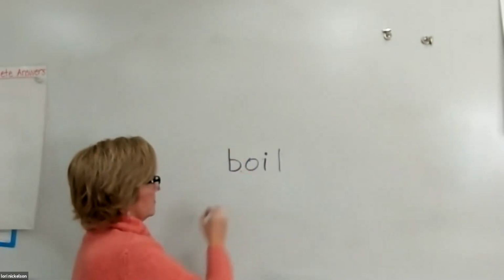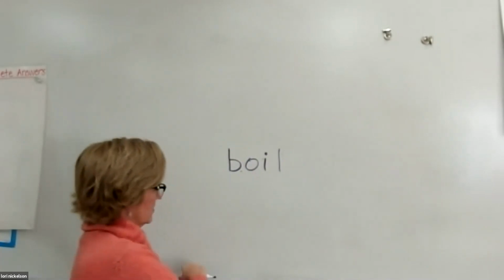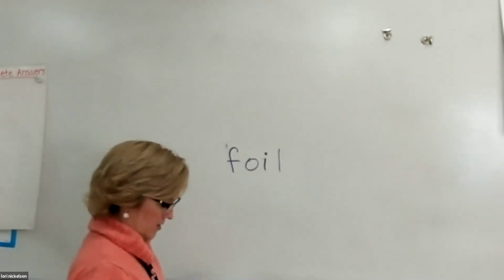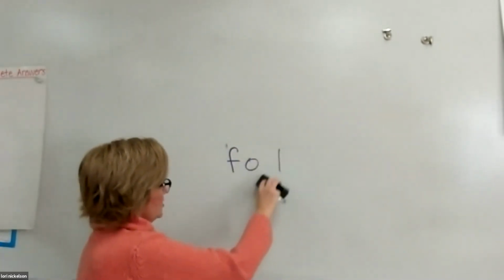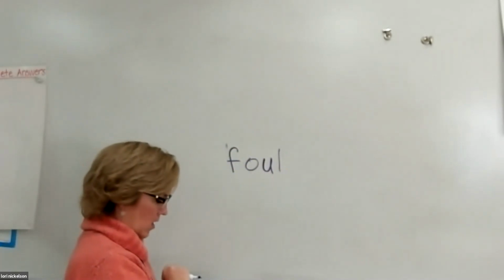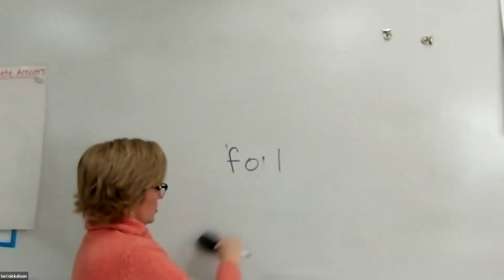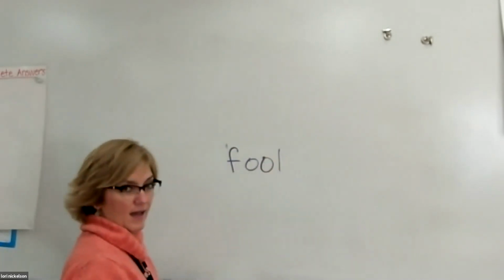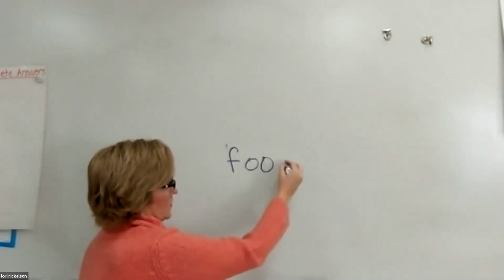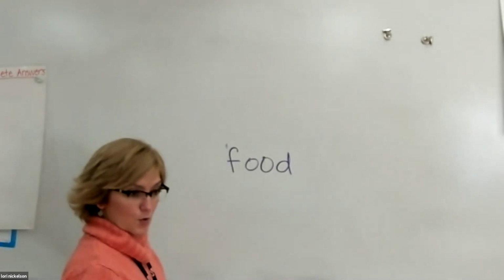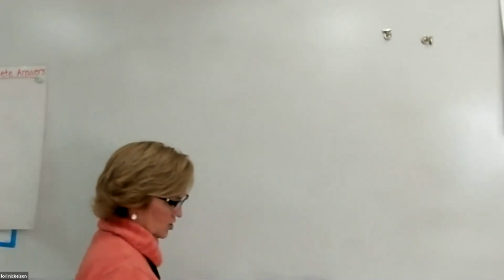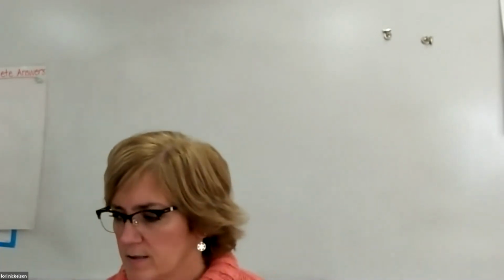What if I add a B here? Boil. What if I take the B and add an F? Now what do I have? Foil. Great. What if I change that I to a U? Now I have foul. Ow sound. If I change that U to an O, I have full. And if I change that L to a D, I have what? Food. Awesome job, guys. You did a great job working through all those words.